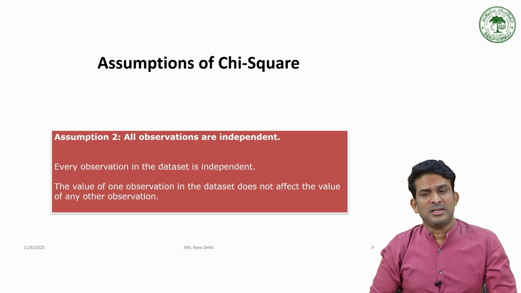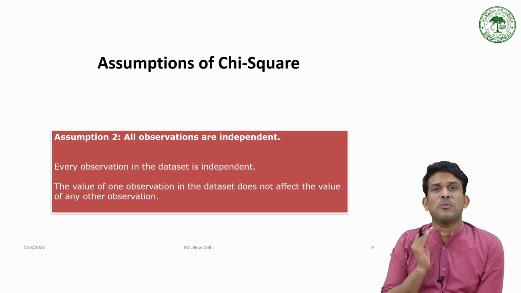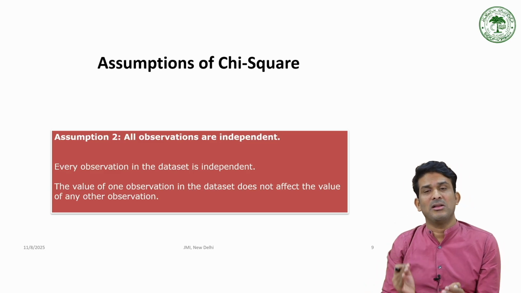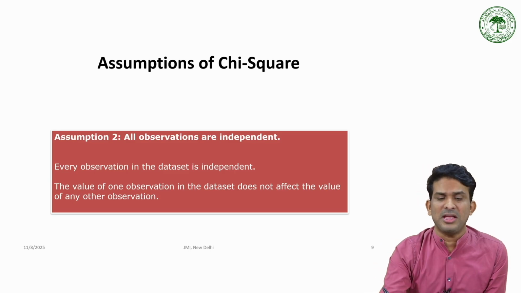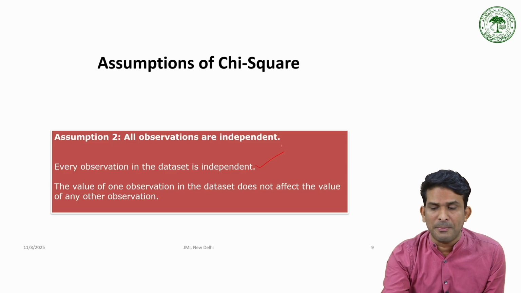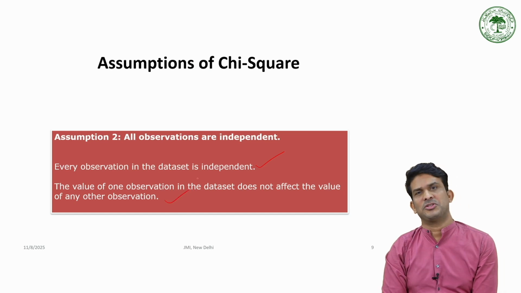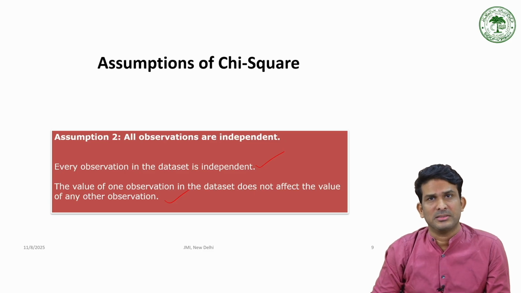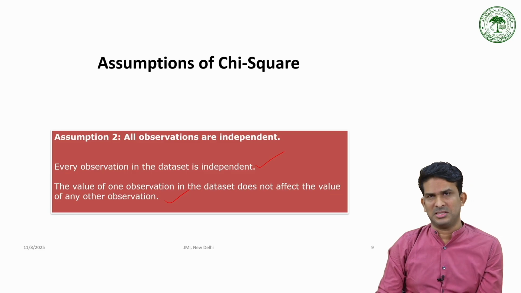Then, what is the second assumption? All observations should be independent. We should have a concern that all the observations are independent of their existence. Every observation in the data set is independent. The value of one observation in the data set does not affect the value of any other observation. So the concern is all the observations are independent. You got the idea, second assumption. Keep a note of the second assumption as well.